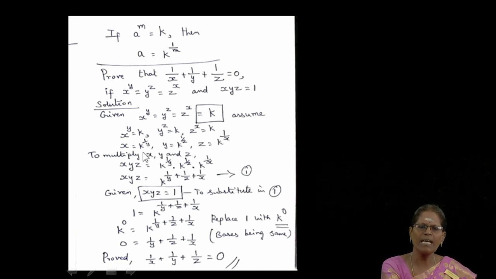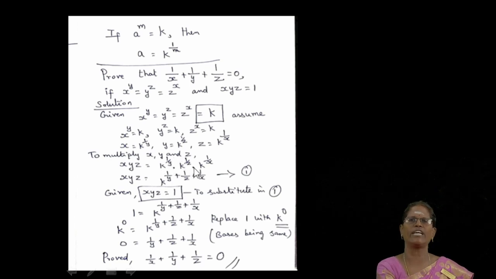So now let us see, all are having the same base k. Now, we are going to multiply these three, x, y, z. So when we multiply, it is k to the power 1 by y into k to the power 1 by z into k to the power 1 by x. So we know the formula, a to the power m into a to the power n is equal to a to the power m plus n. So the indices are added, 1 by y plus 1 by z plus 1 by x.